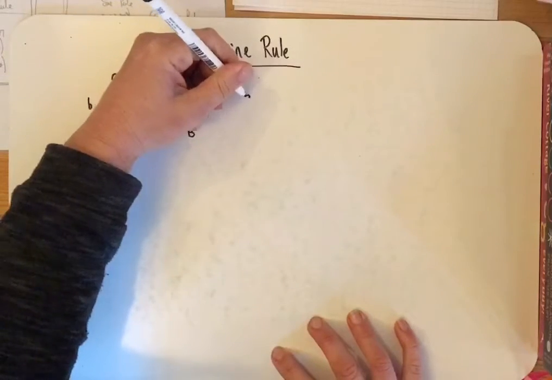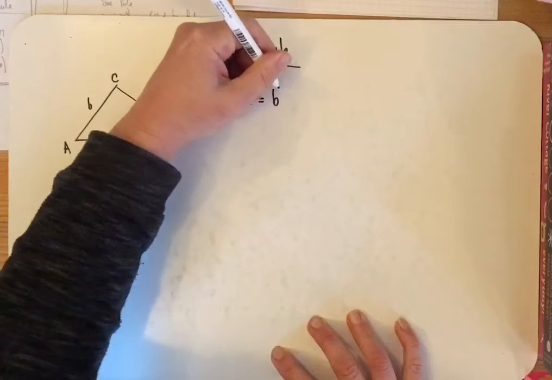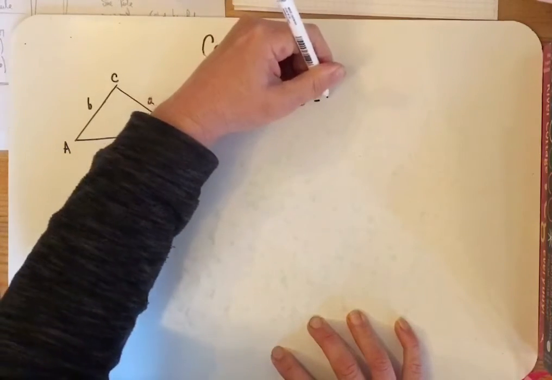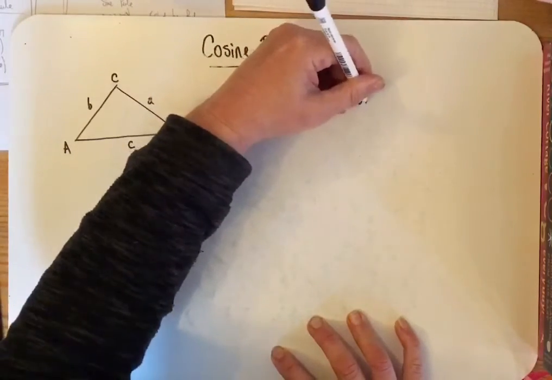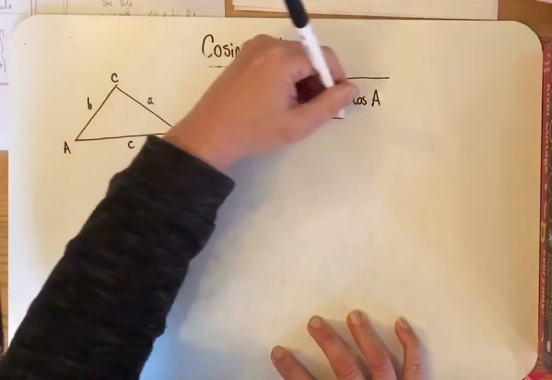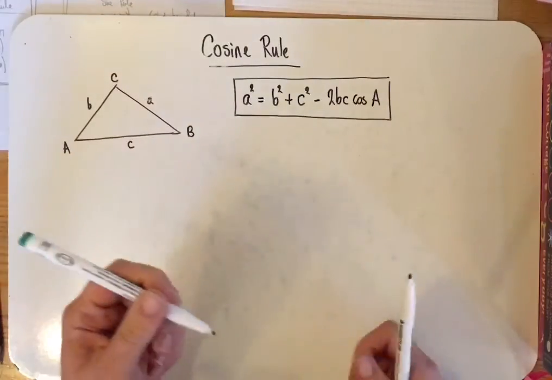Cosine rule is a squared equals b squared plus c squared minus 2bc cos A. I'm not sure if that's in your formula book. It used to be, but I'm not sure. We'll need to check that.